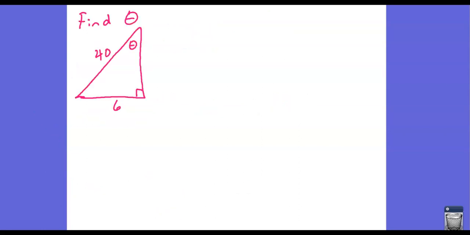All right, so let's actually start using the inverse trig functions of right triangles to find theta, or find the degree. So let's look at this triangle. Since it's based off of theta, we've got to find some trig function that involves the opposite and the hypotenuse. Well, that's sine. So we know that sine of theta is 6 over 40. Remember, opposite over hypotenuse. That's what sine of theta is.